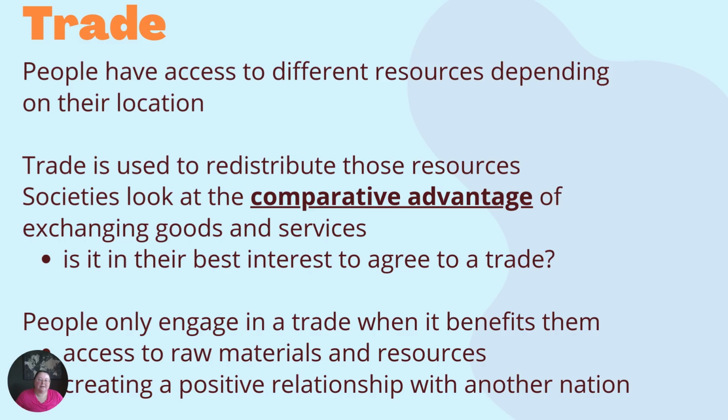Trade. People have access to different resources depending on their location, and trade is used to redistribute those resources. Societies look at the comparative advantage of exchanging goods and services. Looking at the comparative advantage means they're deciding if it's in their best interest to agree to a trade. People only engage in trade when it benefits them. They could have access to raw materials and resources they don't normally have, or create a positive relationship with another nation.